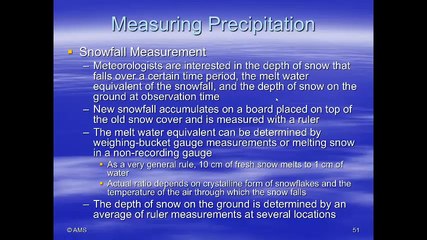As a very general rule, 10 centimeters of fresh snow melts to 1 centimeter of water. The actual ratio depends on the crystal form of the snowflake, so it depends on what type of snowflake you have. Of course, the depth of the snow on the ground is determined by an average of ruler measurements at several locations. So we just stick a ruler in and see how thick the snow layer is.